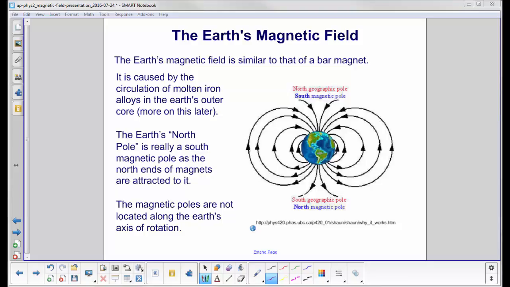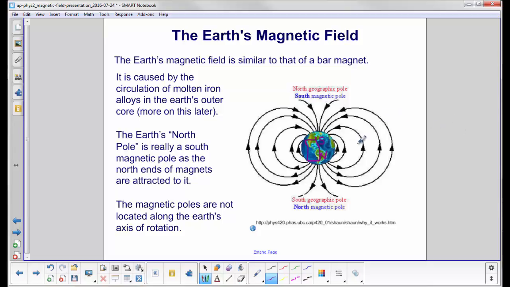The Earth's magnetic field is very similar to that of a bar magnet, just a lot bigger. View the inside of the Earth here as a bar magnet, and we're going to put the south end up here and the north end down here. Why? Isn't this the North Pole? Well, it is the North Geographic Pole, but let's look at which way the magnetic field lines are going. They're entering at the top, so that means that's the South Pole. That's the South Magnetic Pole.